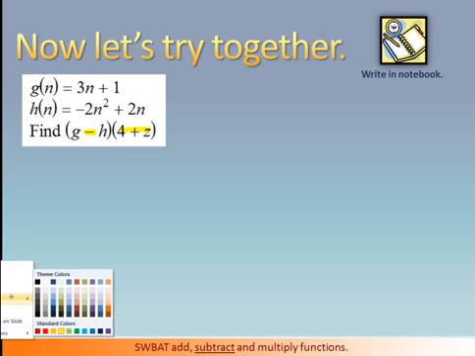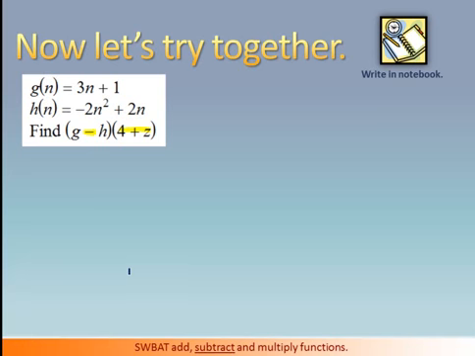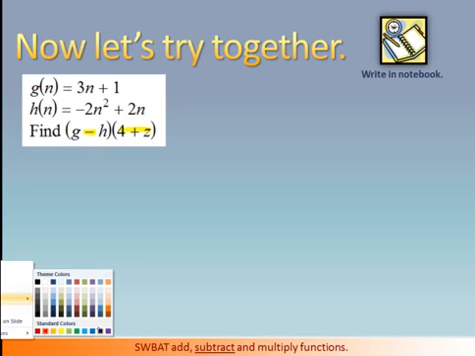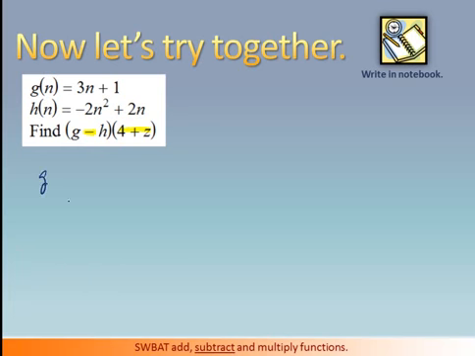The way I like to approach this is first evaluate it separately. So I'm going to take g of n. I'm not going to look at n. I'm going to take the n out, and instead of it, I'm going to put 4 plus c. So I'm evaluating g at 4 plus c. That's what I'm really doing. So instead of this n that I crossed out, I'm going to replace it with that expression, which means that quantity. So it's 3 times the quantity, 4 plus c, plus 1.